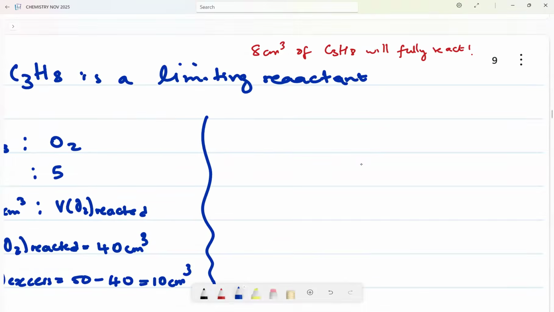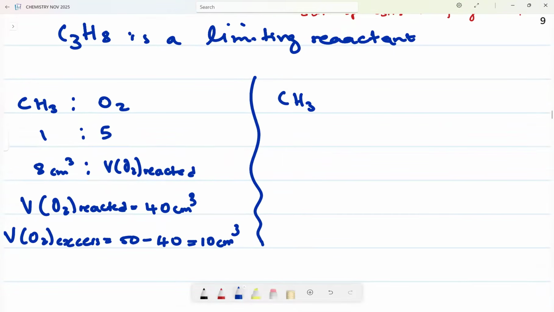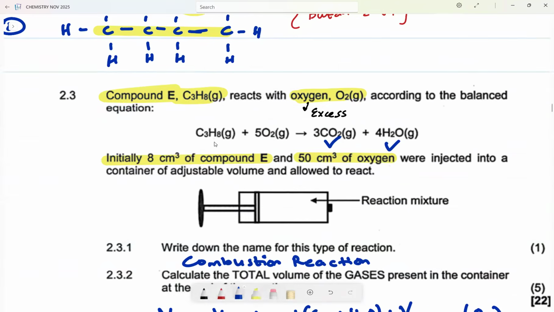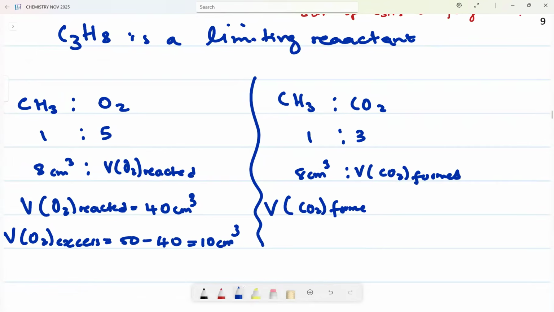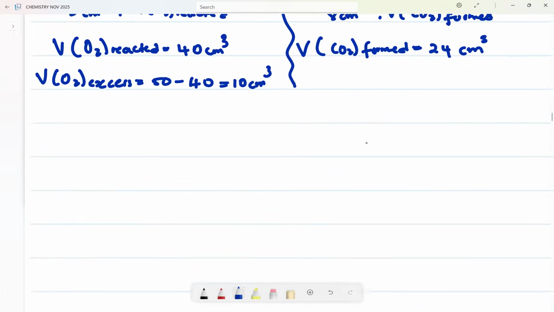Okay, the volume that is formed is going to be between CH3 as well as carbon dioxide. Now the mole ratio between CH3 and carbon dioxide is 1:3. We already know that 8 centimeter cubed of this will react. We want to know the volume of CO2. This is not reacted, this will be the one that is formed. So when we find the volume of CO2 that is formed, it is 8 times 3, which is just 24 centimeter cubed.